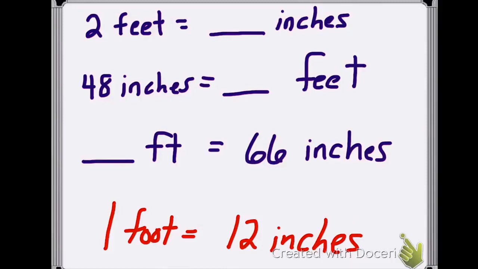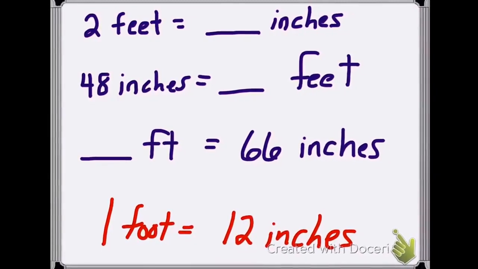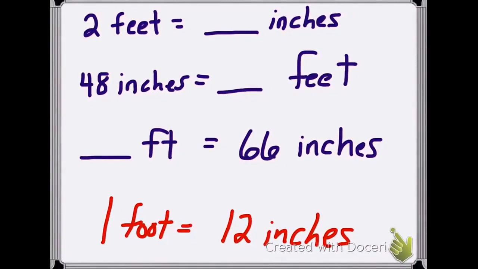The next part of our lesson deals with converting between feet and inches. As I wrote at the bottom, it is important to remember that 1 foot equals 12 inches. So as we come up here, our first problem is 2 feet equals how many inches? So if 1 foot is 12, then 2 feet would be 2 12s, which will give us 24 inches.